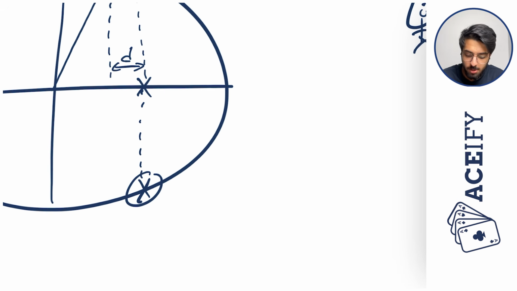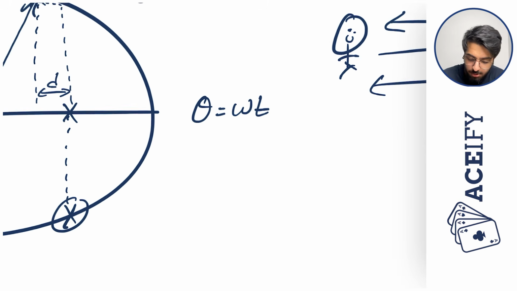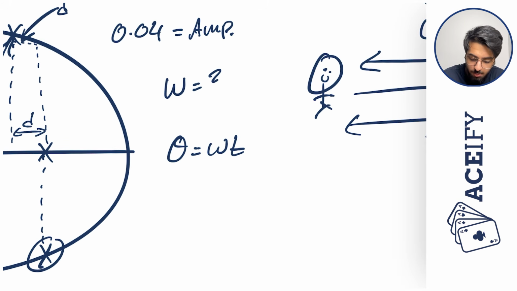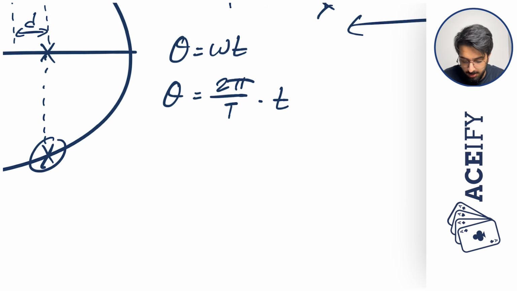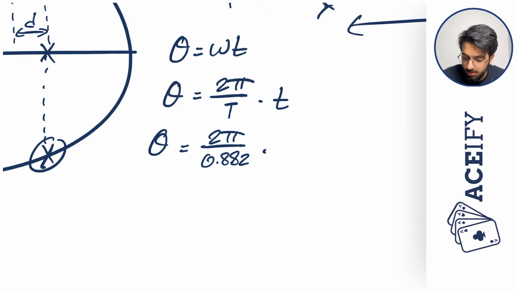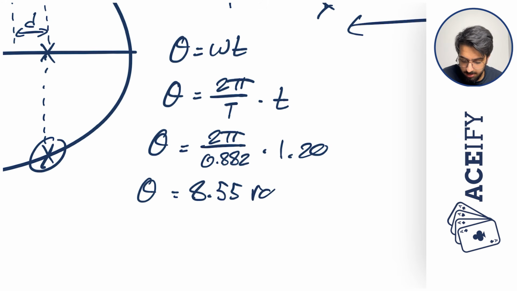So we know that our theta is equal to omega t, and we also know that our omega is equal to 2 pi all over our period. And so our theta is equal to 2 pi all over T times our time. So therefore our theta is equal to 2 pi all over our period of 0.882 times 1.2 seconds, and therefore our theta is equal to 8.55 radians. There we go.